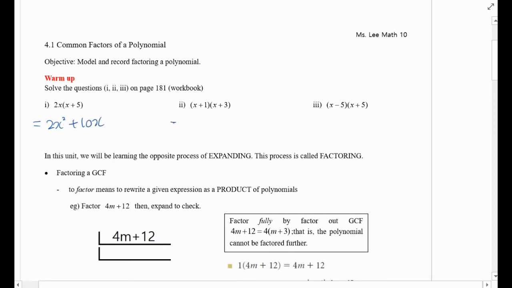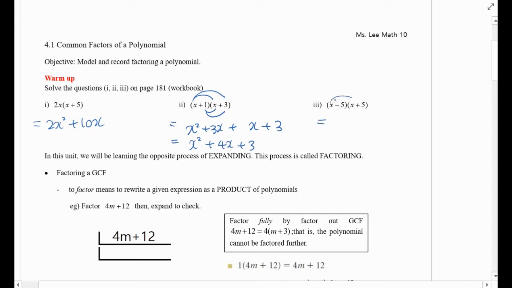Next, x squared, 3x, x and 3. X squared, 3x plus 1x. 1x is just x. You can omit the 1. And we're going to combine the like terms. 3x and x are like terms. Right? Hopefully you guys remember this.